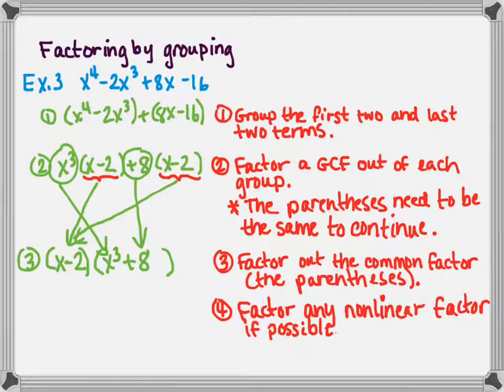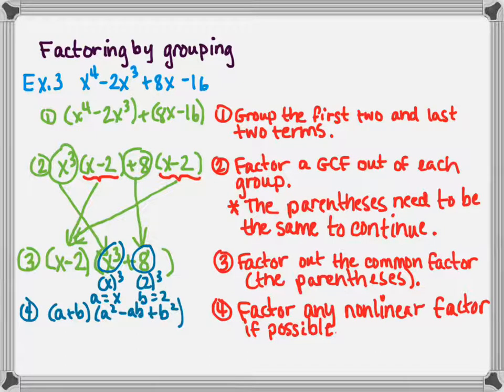Well, this is a sum of 2 cubes. So I have x cubed, which is the same as x to the power of 3. I have 8, which is the same as 2 cubed. So I can factor using a is my x, b is my 2. I'm using the sum of cubes formula. So I have x plus 2 times x squared minus 2x plus 4.